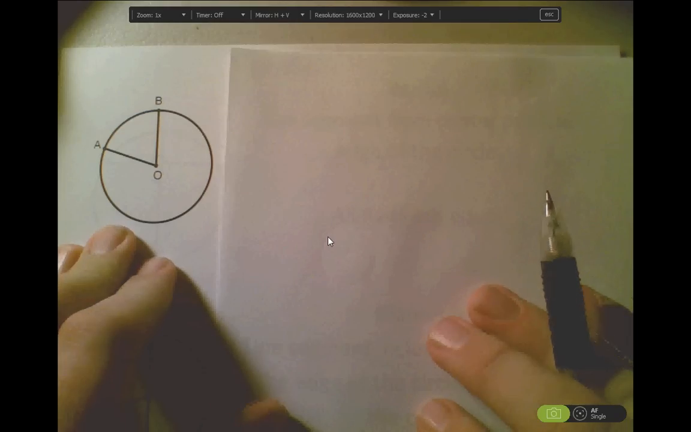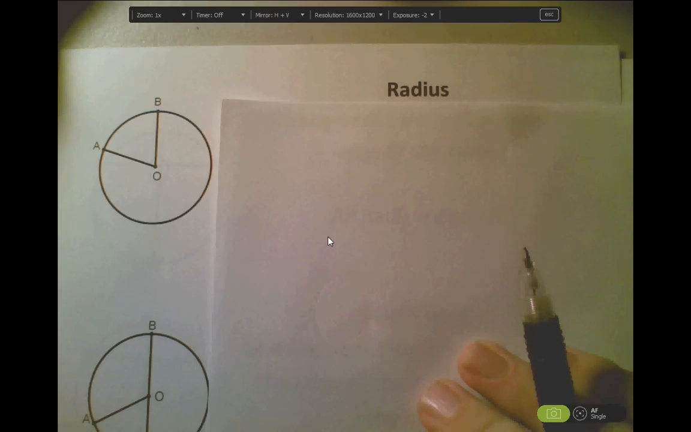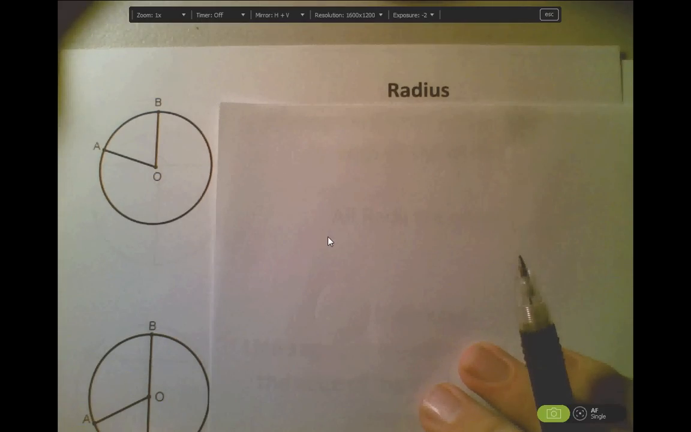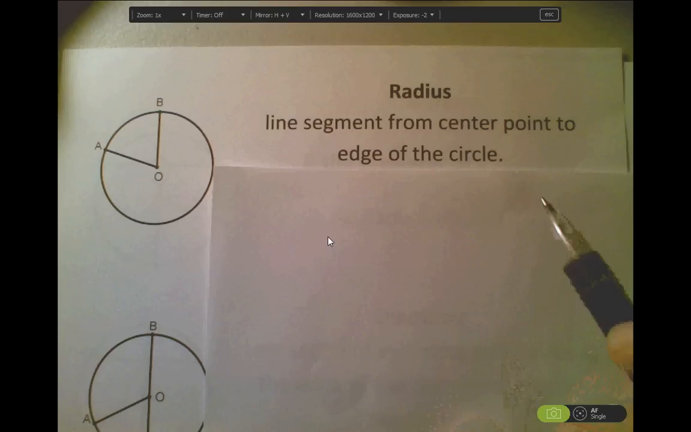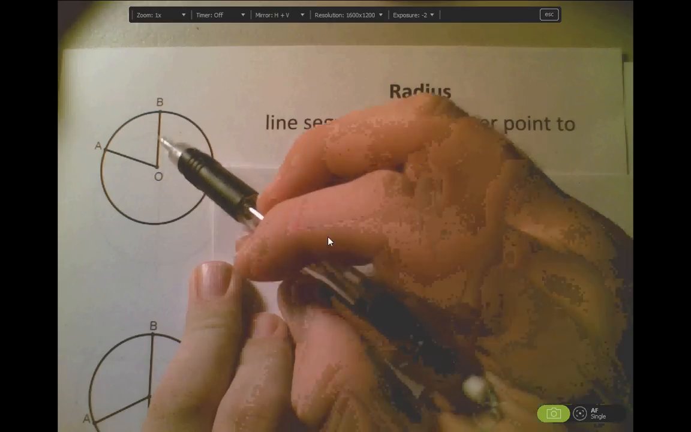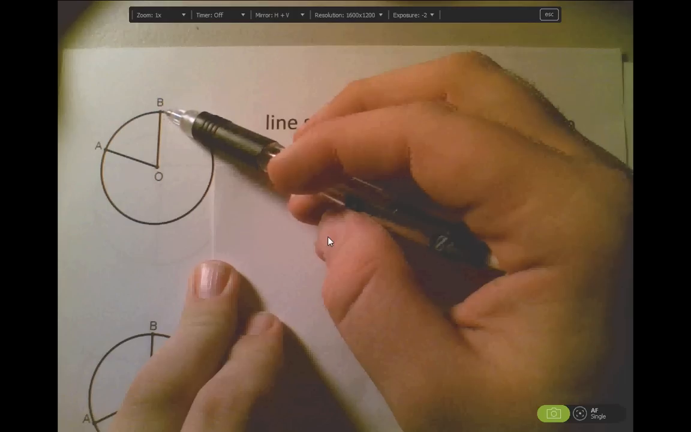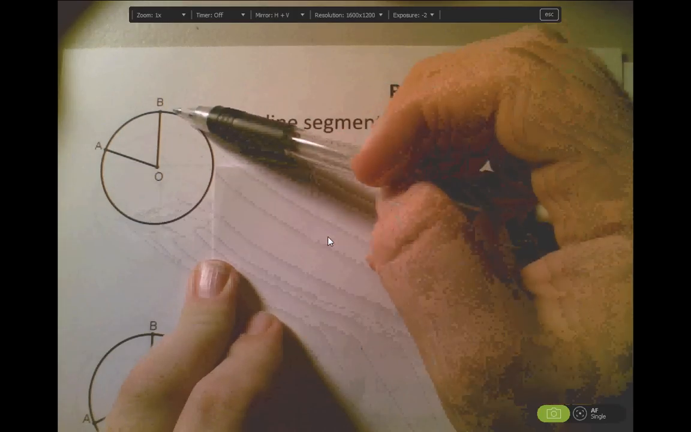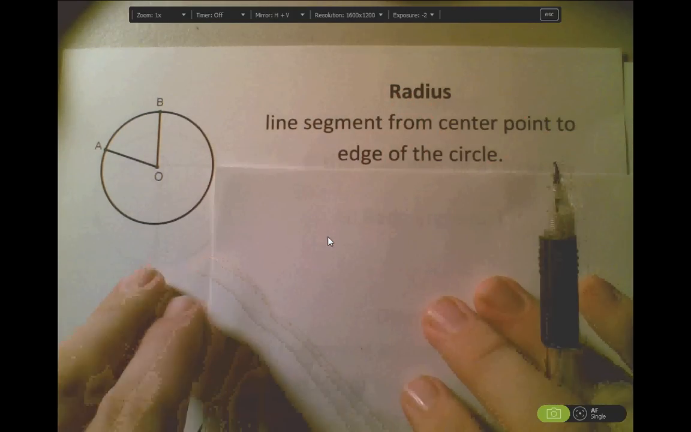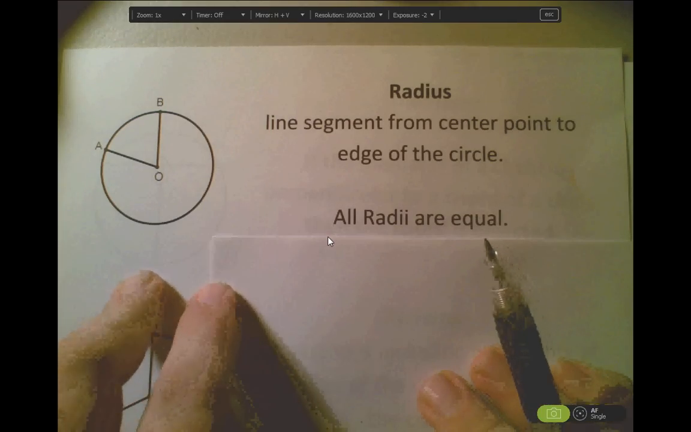Now, the first thing we're going to talk about is a radius. And once again, these are definitions that you should already know, being in 9th, 10th, or 11th grade. You should have learned this in elementary to middle school, but we're going to talk about them right now. A radius is a line segment from the center point to the edge of the circle. In this case, I have two radii, OA and OB. These both go from the center to the edge, and the edge is the circular part of the circle. The key thing about a radius is that it's always going to be equal. So we can say that all radii are equal to each other.